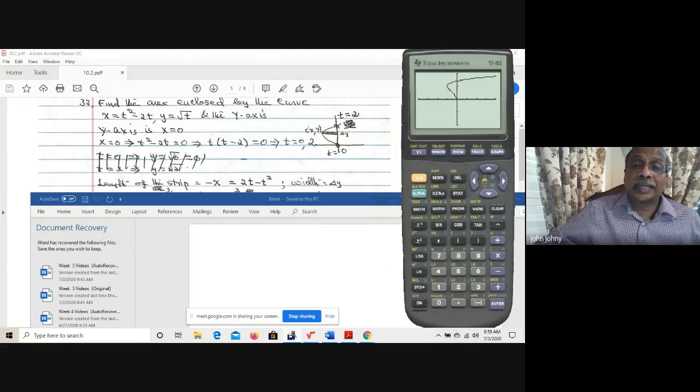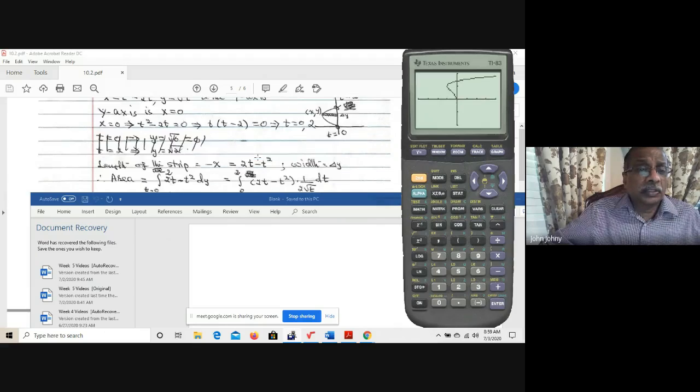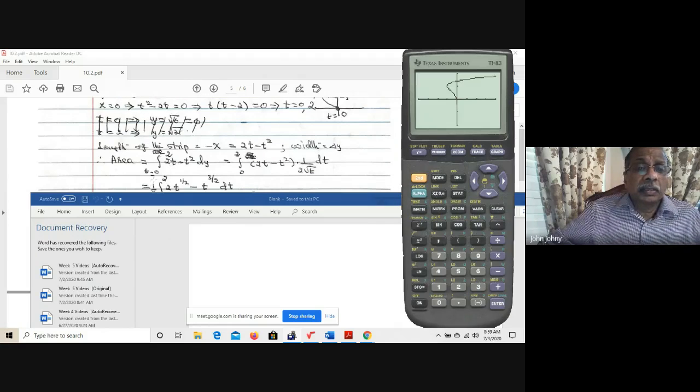Because here x is negative, so when we say length, it must be positive. That is why we changed it. Otherwise, when you calculate the area, you get a negative answer. Then you find the absolute value. That's another way to get it. So the length of the strip is negative x. That is 2t minus t square. Area is the integral, t varies from 0 to 2, of 2t minus t square.